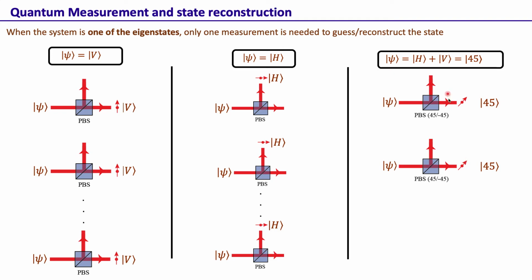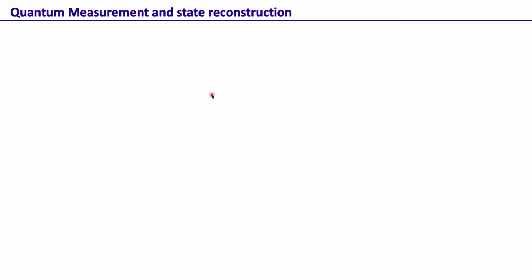And so once we see the photon coming in here, we know that it is 45-degree polarized. Repeating this measurement several times over won't yield any different result because each time it has to come out in this direction only. So again, if we know that the system is in one of the eigenstates, we can bring in the measurement device in that particular eigenbasis, and then we can reconstruct the state using a single measurement.